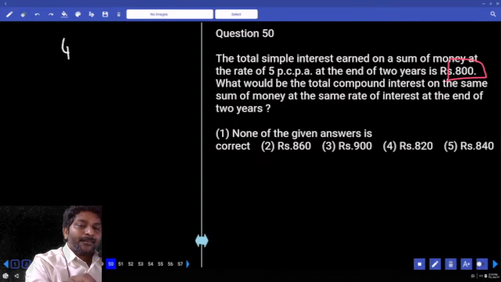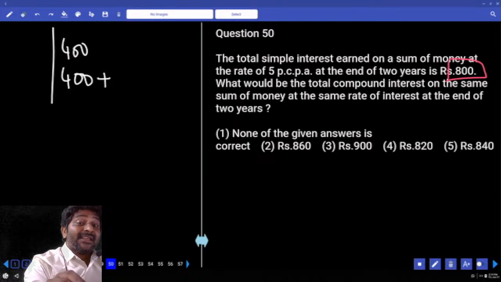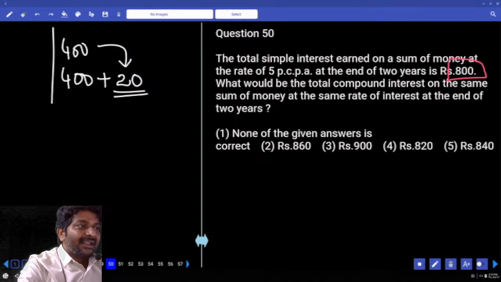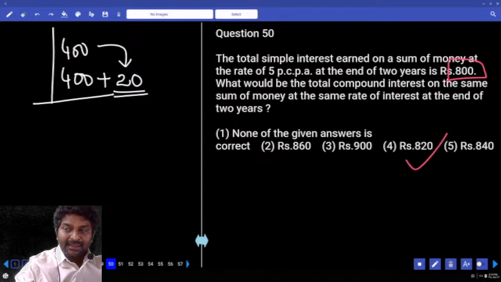Per year, 400. First year there won't be any difference between simple and compound. Even second year also we will get 400. Extra, we will get interest on first year interest, right? Out of 400 we will get 5%. How much is that? Come on. Then this 20 itself is the extra value. Already 800 plus 20. Answer? 820.